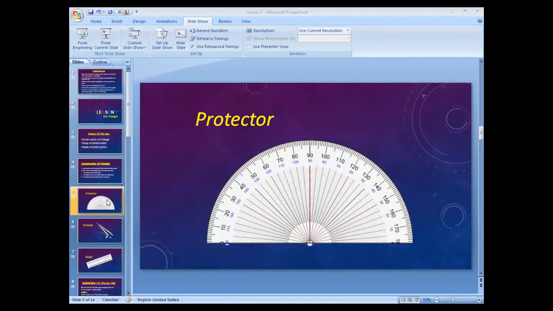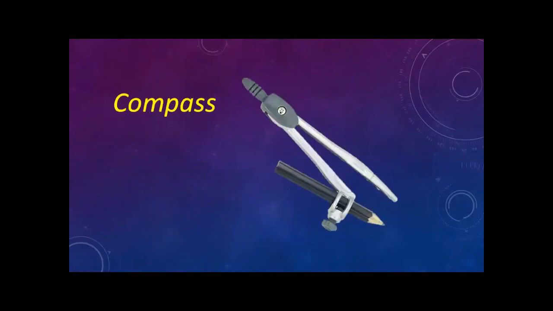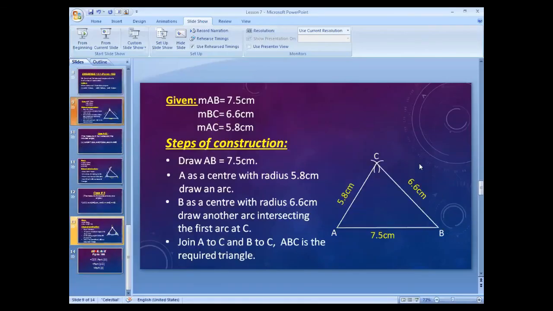Now, compass, already we have discussed why we use compass. The use of compass is making an arc. What is arc? This is an arc. You can see we make this arc through compass. And for the simple lines, baseline, we use ruler.